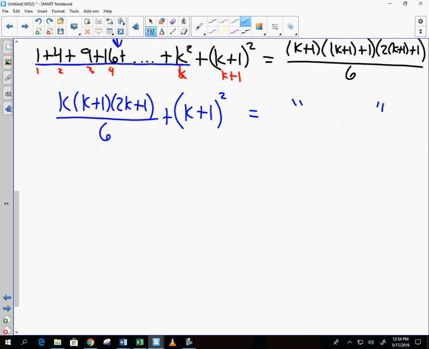All right, so I made that one substitution. Everybody agree we find common denominators? K times K plus 1 times 2K plus 1. And then I multiplied top and bottom by 6, right? So plus 6 times K plus 1 squared.